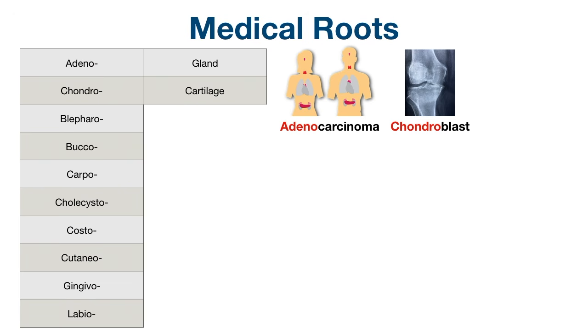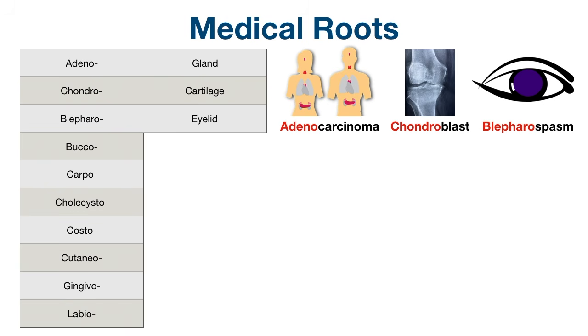The next root is chondro, which relates to cartilage. You can think of chondroblast, which is a type of cell that plays a role in the formation of cartilage. Next we have blepharo, which refers to the eyelid. An example medical term is blepharospasm, which is involuntary movement, twitching, or contraction of the eyelid.